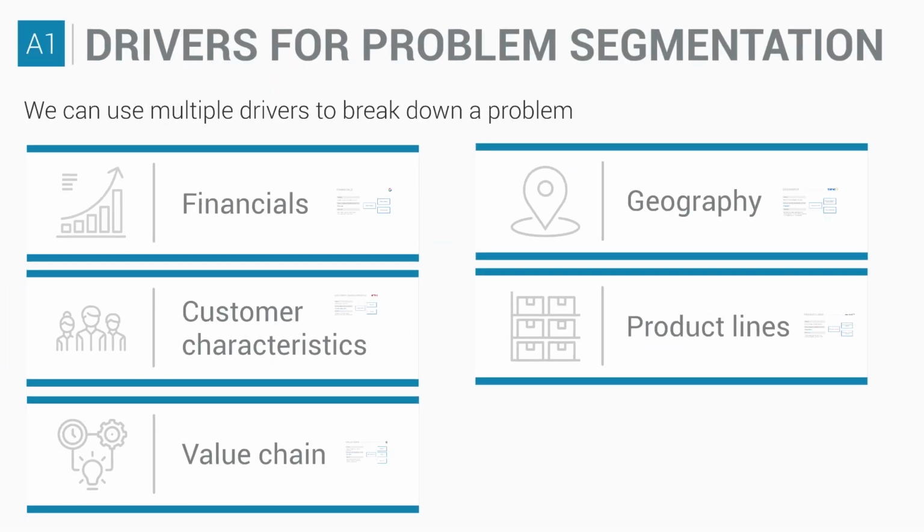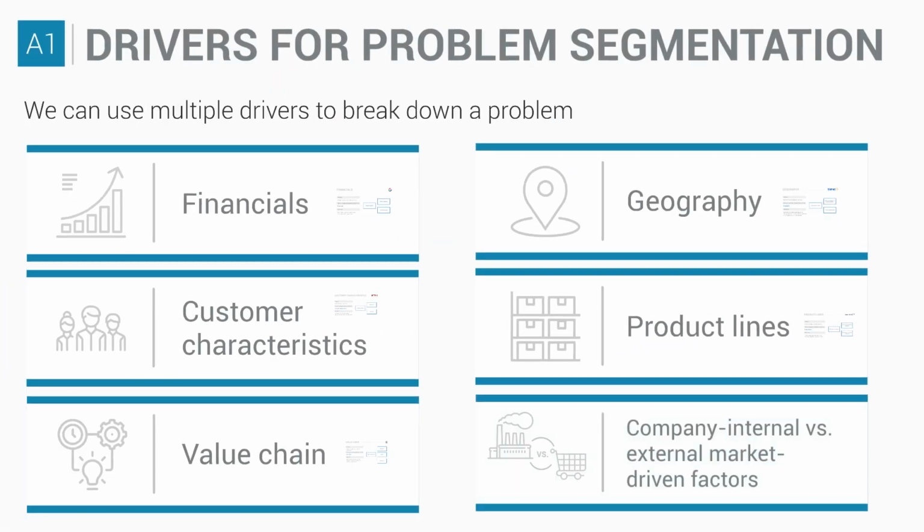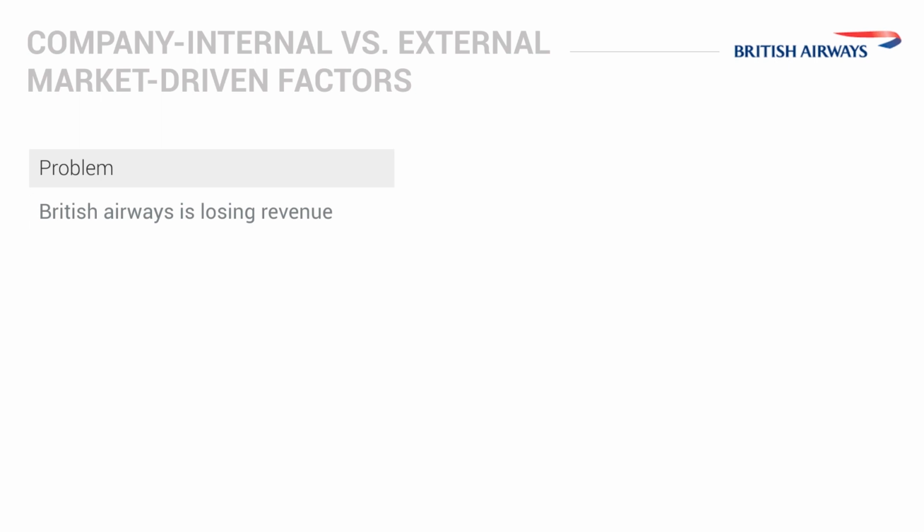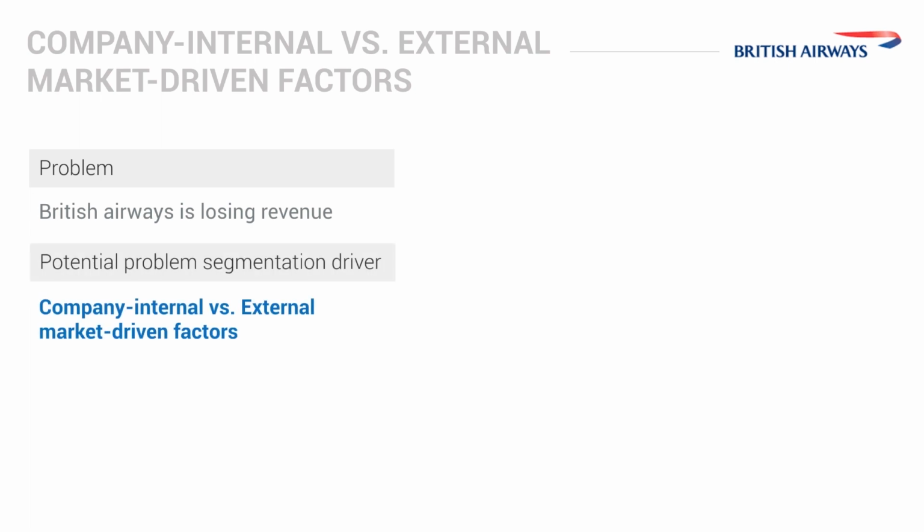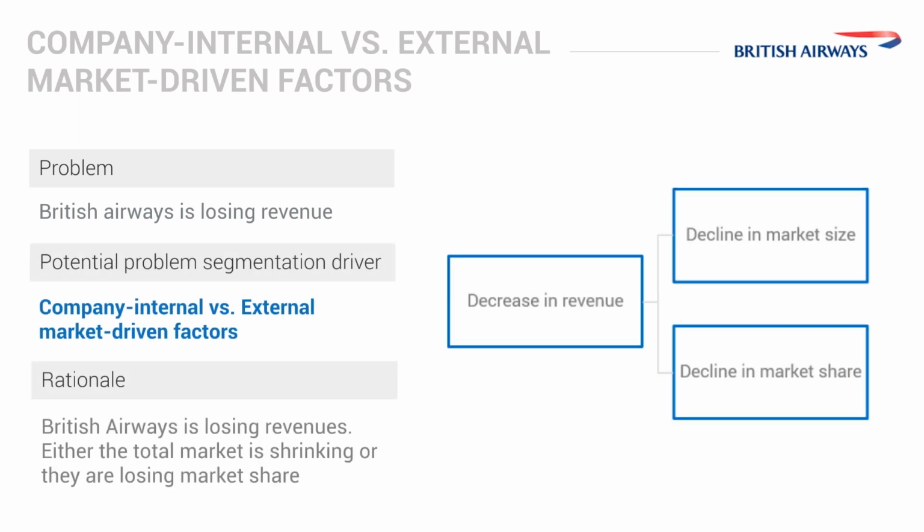Another way to segment is to look at internal versus external issues. This style of analysis helps us narrow down the problem and help figure out if the root cause originated within the company itself or if the issue is common across the industry. For the case where British Airways was losing revenues, another plausible way to approach would be to look at whether the total market is shrinking or if only British Airways is losing market share.